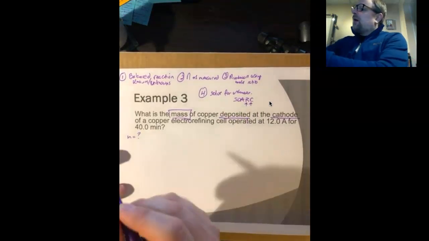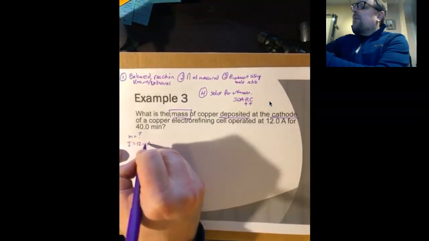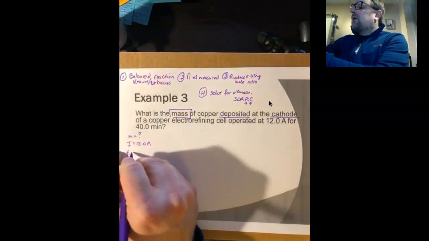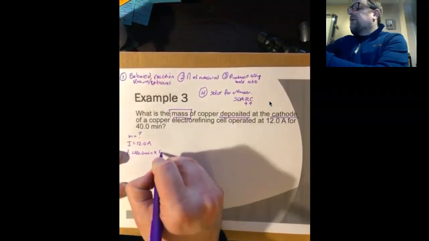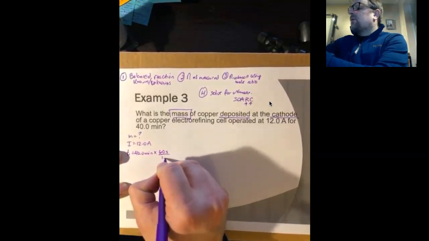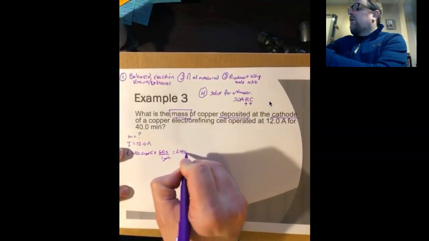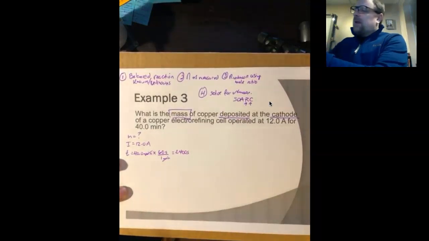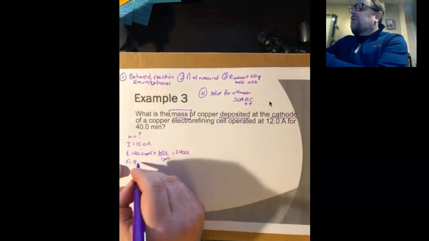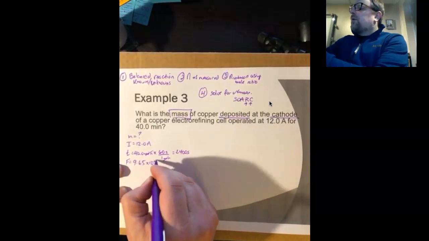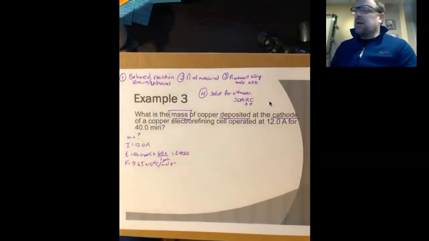Other things we know in the question are that our current is 12.0 amps, and the time is 40 minutes, which I'm going to quickly convert to seconds. There are 60 seconds in 1 minute, minutes cancel out, and that should be 2,400 seconds. And then lastly, we know Faraday's constant, which we're going to be working with throughout this concept. Okay, so that's what we know.